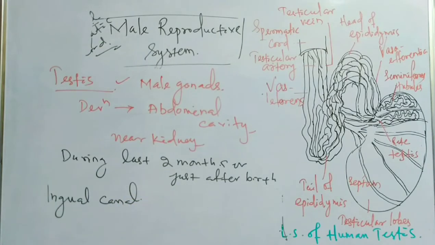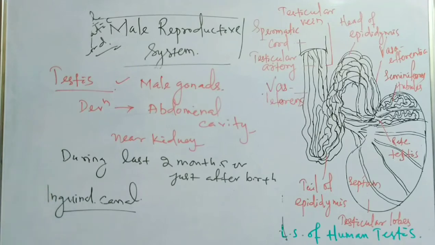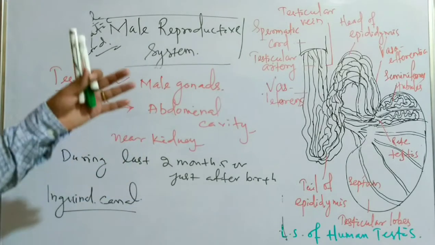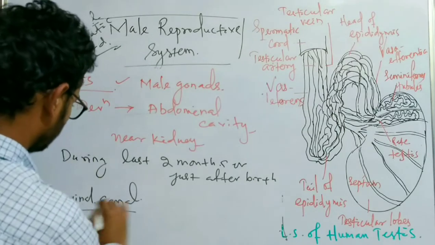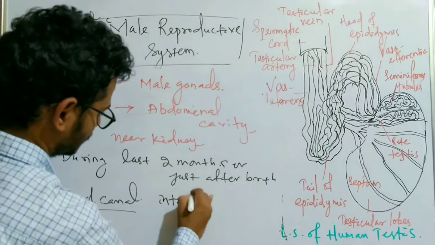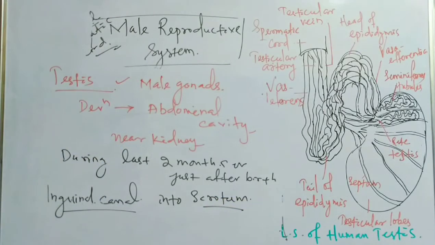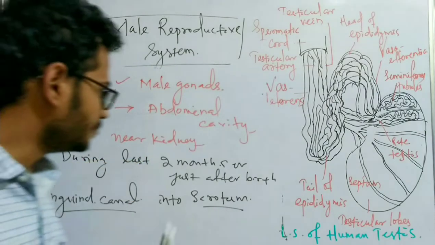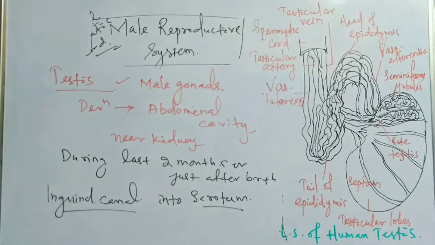Okay, so through this inguinal canal, the testis descends from the abdominal cavity and comes outside, into the scrotum. It descends down into the scrotum, which is the pouch-like structure, a pouch that is present externally below the abdominal cavity, and it is located posterior to the penis.